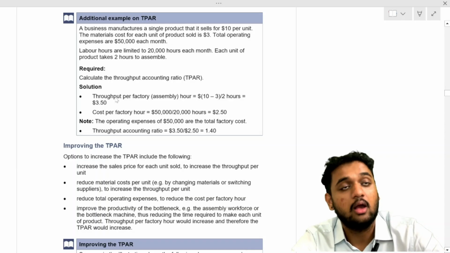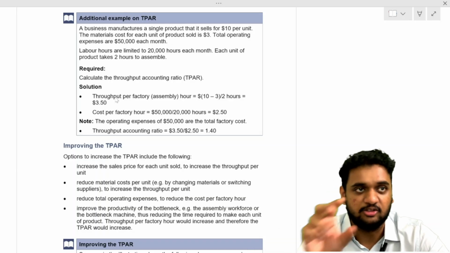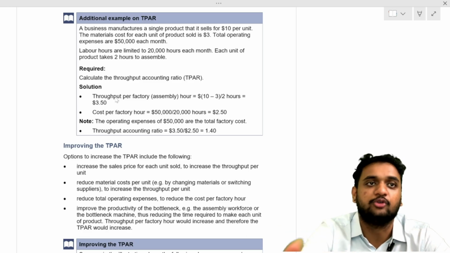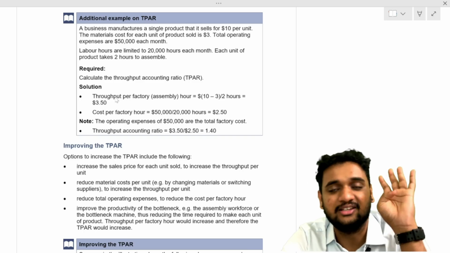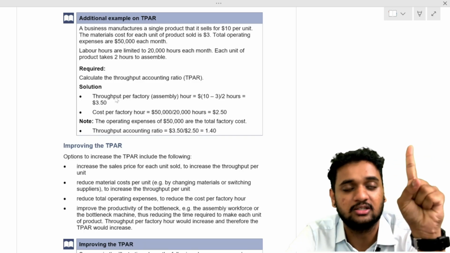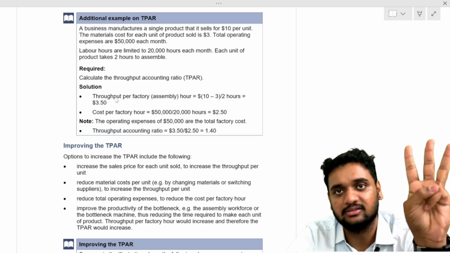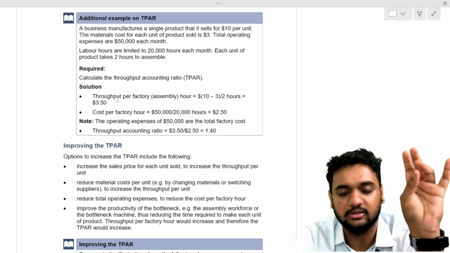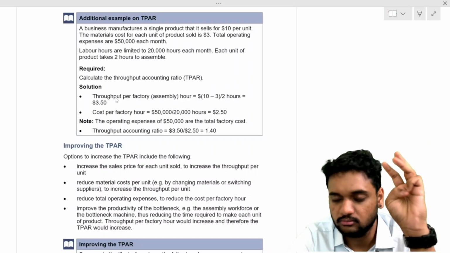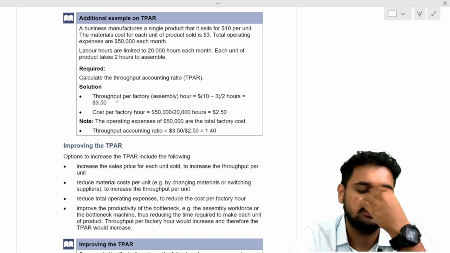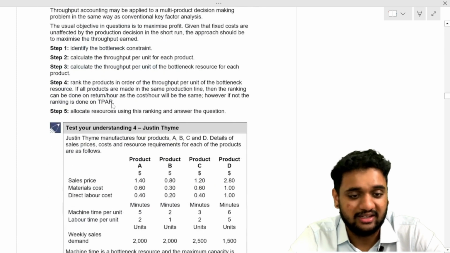Or improve the productivity of the bottleneck resource. Currently, that machine is producing for 40 hours. Try to make it produce for 41 hours. If you do this also, TPAR will increase. So there are four things by which TPAR will increase. First is selling price. Second is decreasing the direct material. Third is operating expense or fixed cost. Then, increase the productivity of the bottleneck. Understood, all of you? This is what we will do to increase the TPAR.